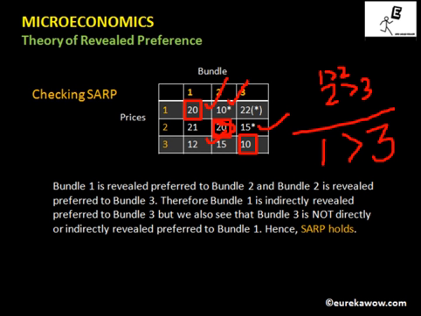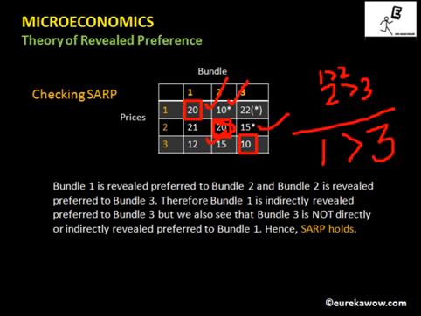Now first we should look here that 1 is directly revealed preferred to 2, but bundle 2 is not directly revealed preferred to bundle 1. Similarly, bundle 1 is not directly revealed preferred to bundle 3 and bundle 3 is also not directly revealed preferred to bundle 1. And bundle 2 is directly revealed preferred to 3, but bundle 3 is not directly revealed preferred to bundle 1. As a result, in this case, WARP holds, but 1 is indirectly revealed preferred to 3.